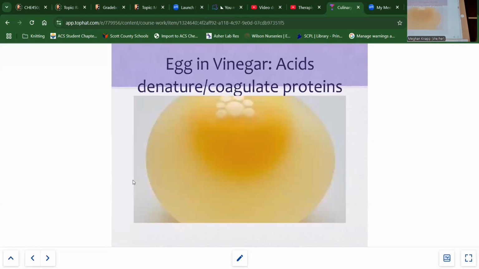All right. So just pour the vinegar into the cup with the eggshell. And then use the dropper to squirt some vinegar into the egg white.